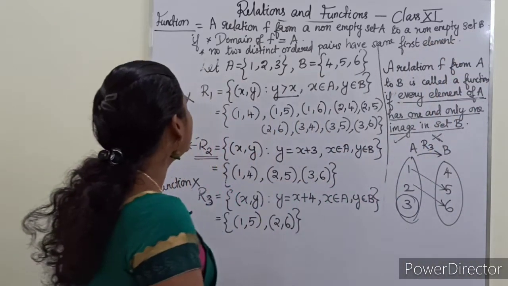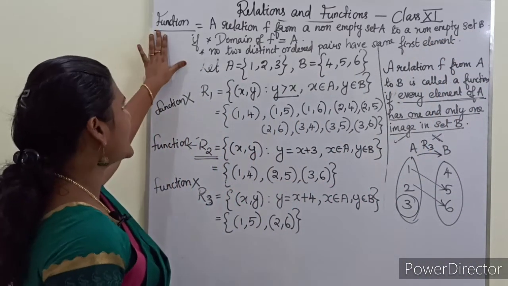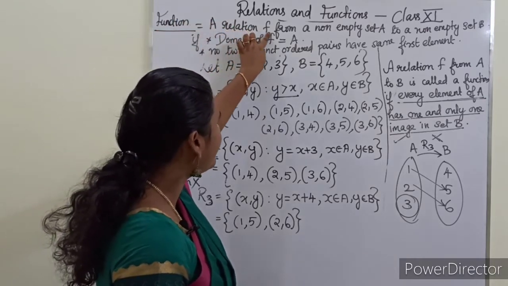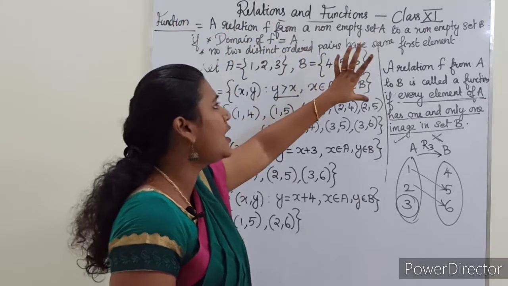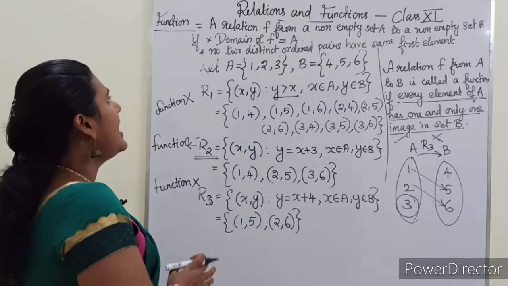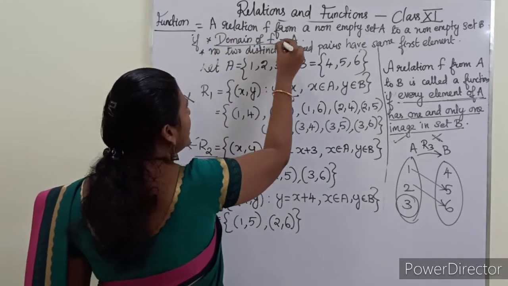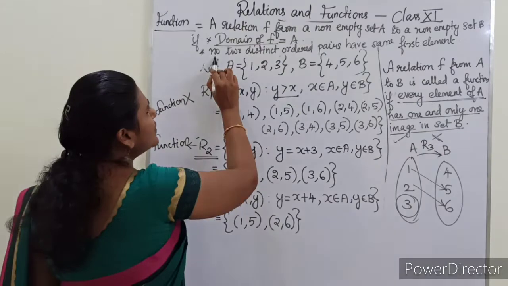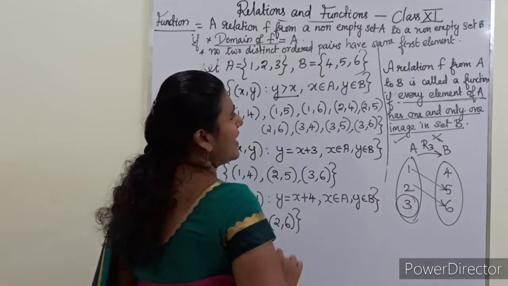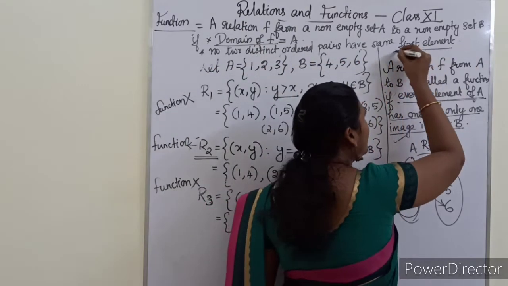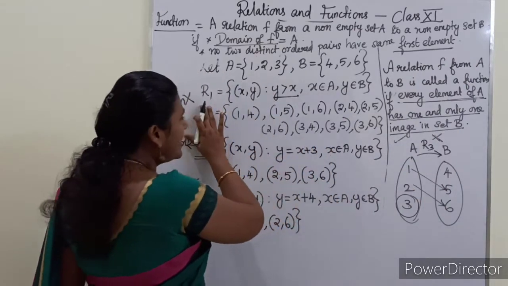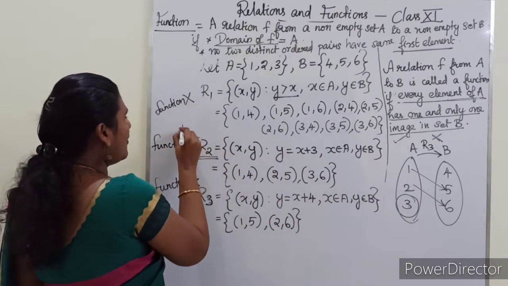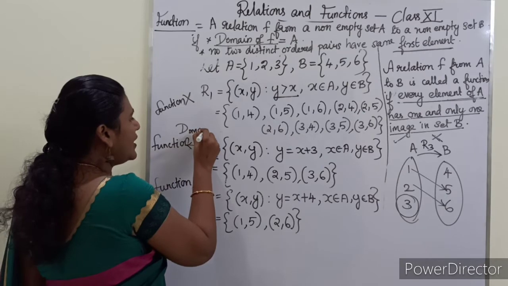Okay, so in other words, we can define a function as a relation F from a non-empty set A to a non-empty set B if the domain of F is equal to A and no two distinct ordered pairs have the same first element. So we will start with R1. Here we will find out the domain of R1.